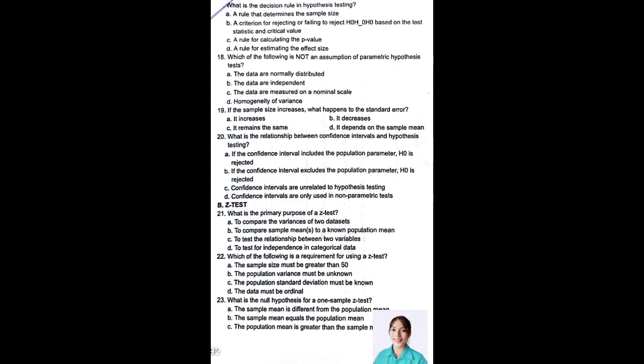So number 22, which of the following is a requirement for using a z-test? So the requirement for using a z-test is the population standard deviation must be known. So that's in option C. Then we have number 23. What is the null hypothesis for a one sample z-test? So the null hypothesis for a one sample z-test is the sample mean equals the population mean. So that's in option B.